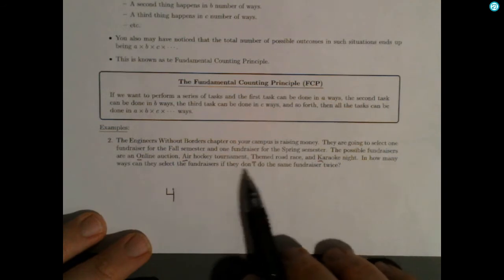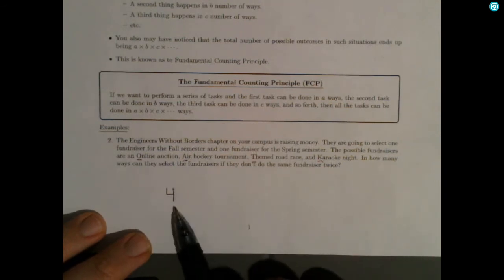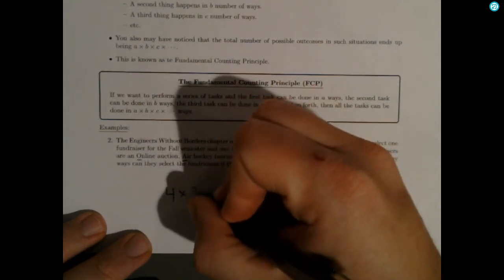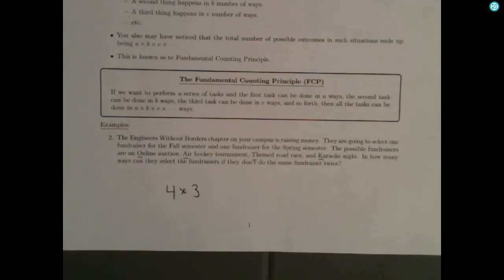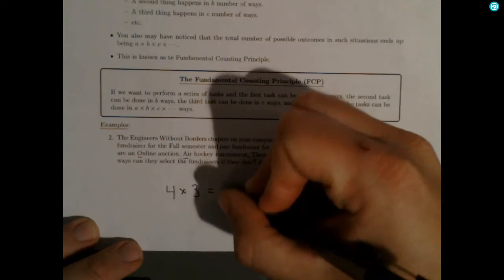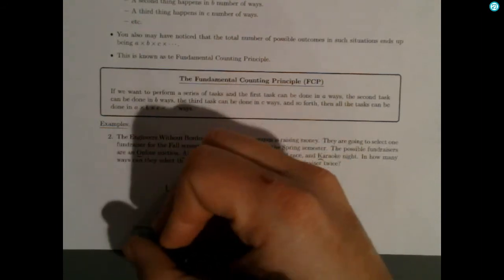Now, they're not going to do the same fundraiser twice in a row. So if they have 4 options for the first fundraiser, then they're only going to have 3 options for the second fundraiser. Okay? Because they can't do the same fundraiser twice. That comes out to 12. Right? 12 different fundraisers.